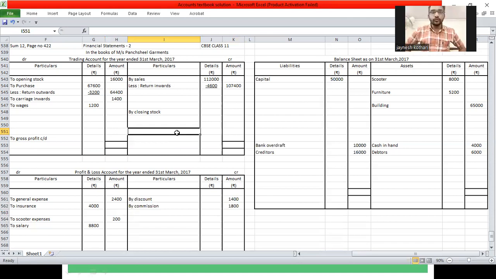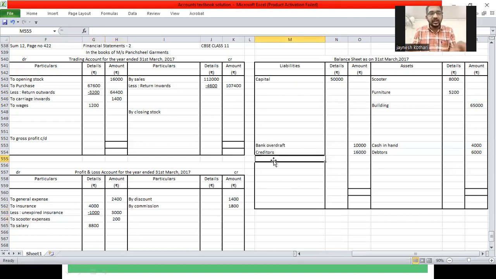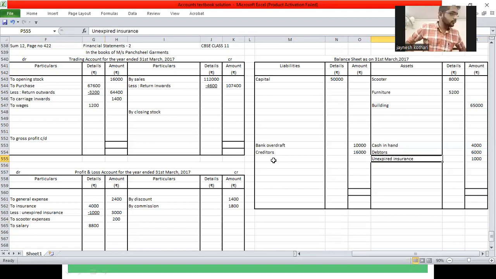Let's move forward towards the adjustment now. Unexpired insurance. So let's start with unexpired insurance. Less unexpired insurance. And the amount given to us is 1,000 rupees. What is 4,000 minus 1,000? It comes to 3,000. And expense paid in advance is an asset. So I'm going to write over here unexpired insurance 1,000 rupees, because I'm going to get benefited out of this in future also.